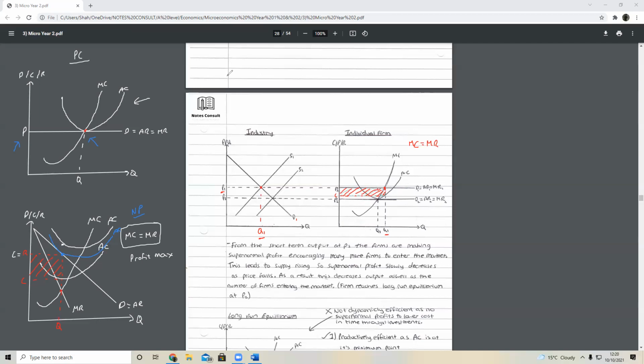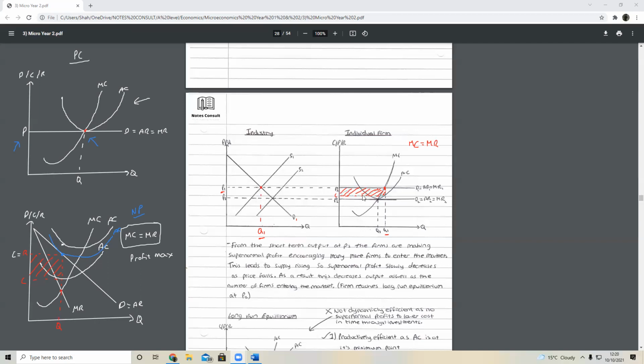Now, is this going to be sustained in the long run? No, it's not, because other firms are going to see this. And remember, there are no barriers to entry and exit. So it only makes sense that other firms are encouraged to enter the market. They want a piece of the supernormal profits. They're going to think, hold on, this firm is making supernormal profits and I can do the same thing for pretty much free. So let me go into this market and steal some of these profits.